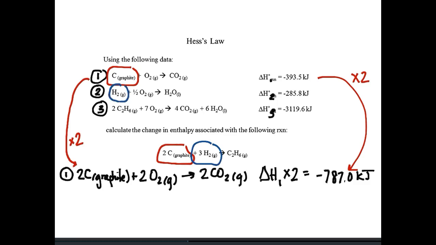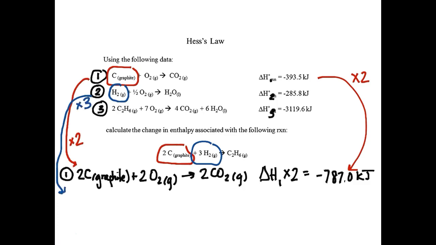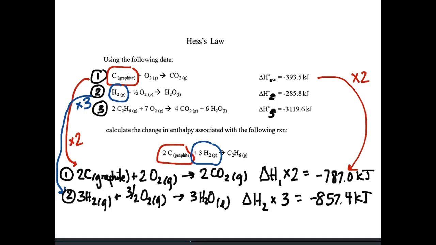Next, we're going to find hydrogen. Hydrogen is in reaction equation 2. It's on the correct side of the equation on the left, but it has 1 mole in reaction 2 as opposed to 3 moles in our overall reaction. So we're going to take reaction 2 and multiply by 3. And this is what we get. And one thing I want to make sure everybody sees is that this 1/2 oxygen becomes 3/2 oxygen.